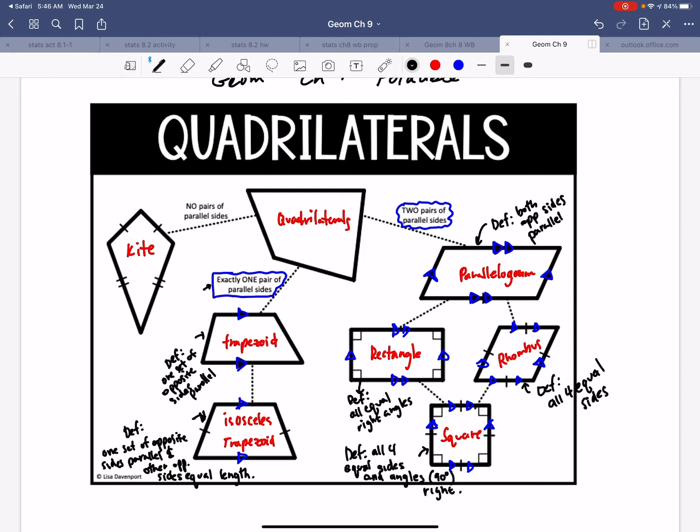So the last one, he's off to the side. He doesn't really have anyone in his family, is our kite. But its definition is not solely no pairs of parallel sides, because we can notice that our quadrilateral here also has no sets of parallel sides. So what makes a kite is we define it to be, so by definition, the kite is consecutive or adjacent. Consecutive sides equal length.